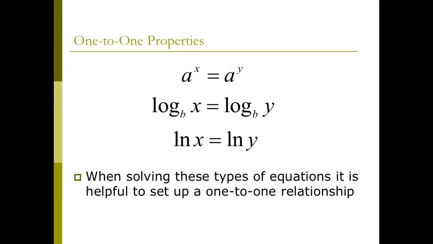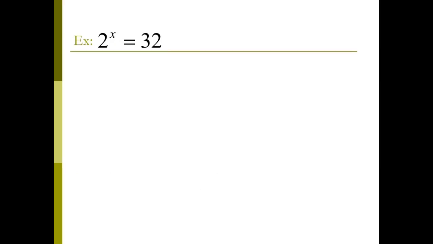Alright, so our goal when solving these equations is to set up a one-to-one property. Because if we can have the same base on both sides, then we can say that the exponents must be the same. Or, if you have the same log on both sides, no matter which log it is, we can just say that whatever we're taking the log of has to be the same. So that's our goal, to try and set up a one-to-one property whenever possible.